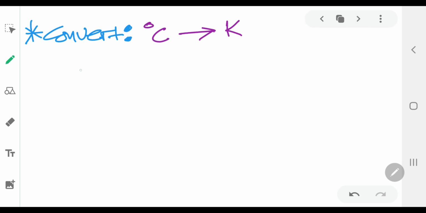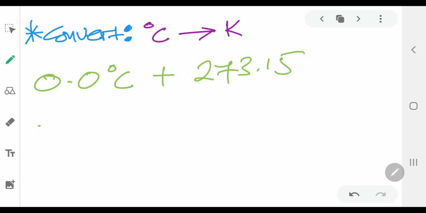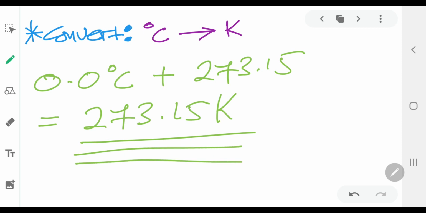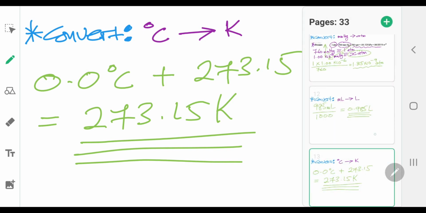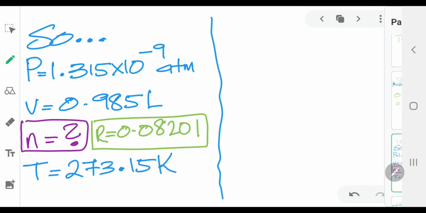Next, we're going to convert the temperature. The question gives you 0.0 degrees Celsius. So you need to add 273.15, then you get 273.15 Kelvin. So we have converted all of the values that we need to convert. So now we can move on to using this formula over here.